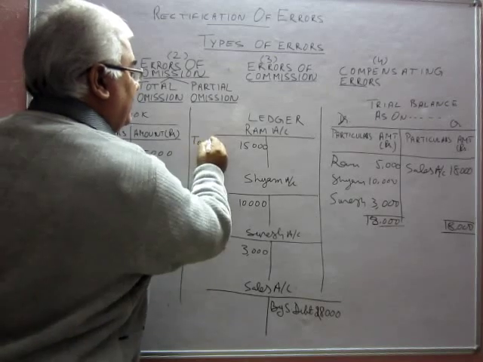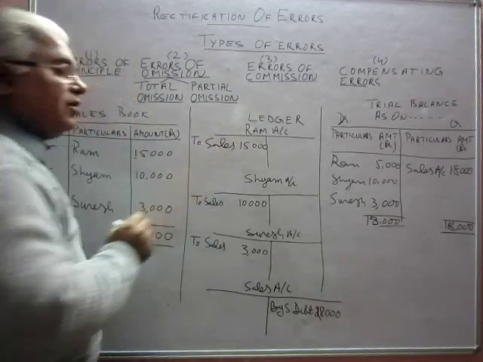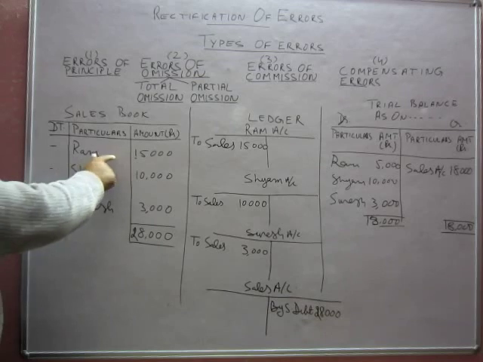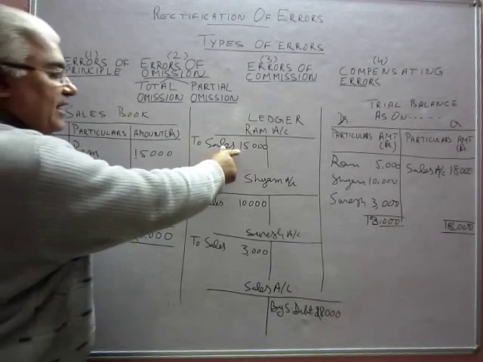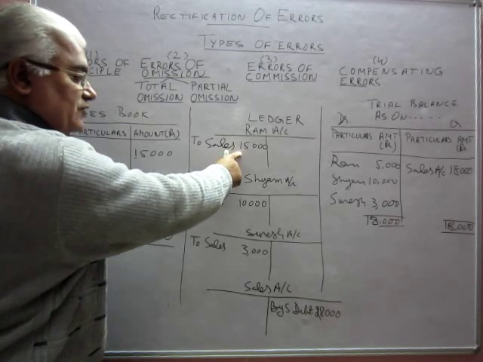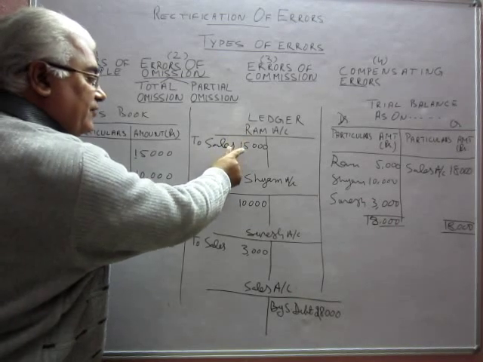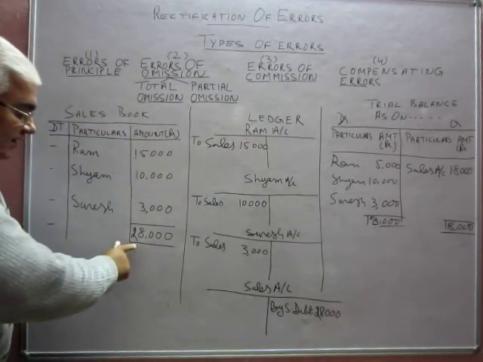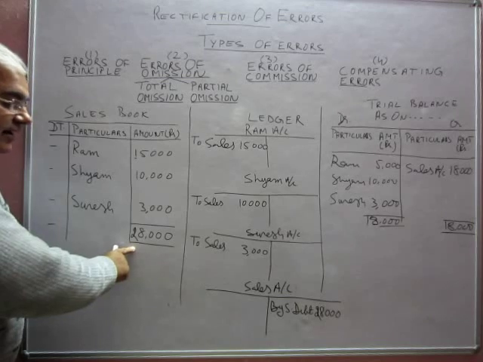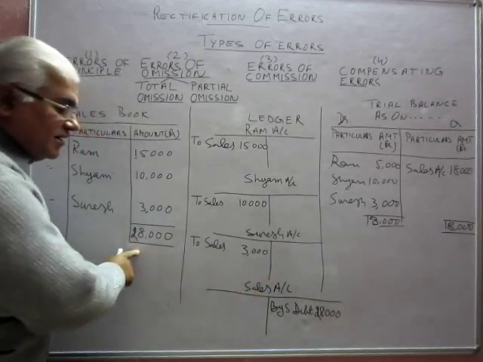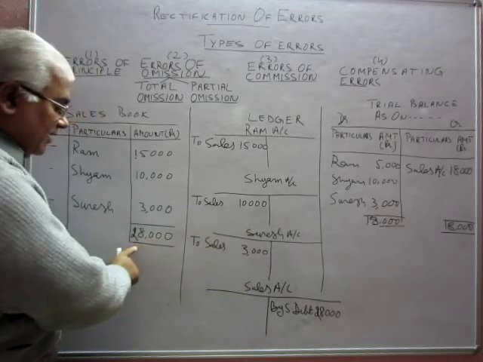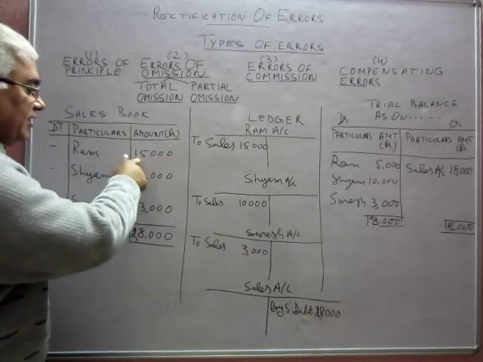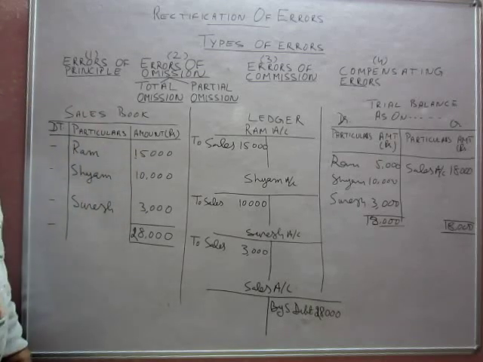You have made a wrong recording in the original book of entry. Now again, this mistake is affecting two accounts. One, of Ram, he has been wrongly debited with 15,000. He should have been debited only by 5,000. And the sales account has been credited by 28,000. It should have been credited only by 18,000. So it increases by 10,000 because of this mistake.